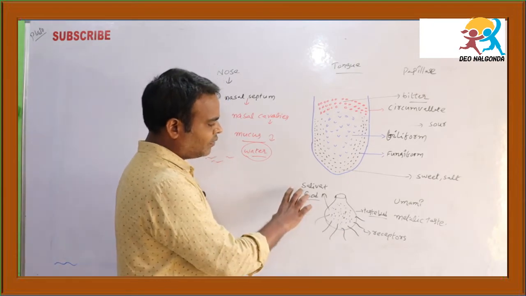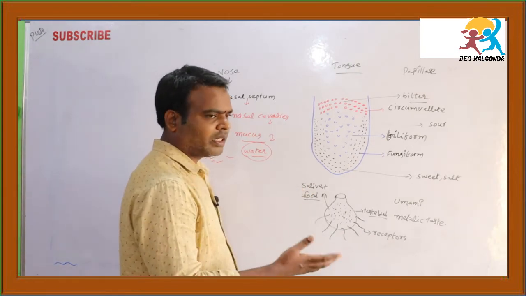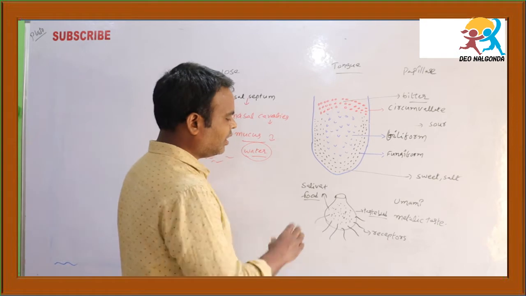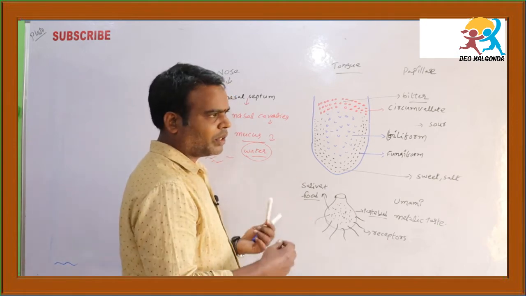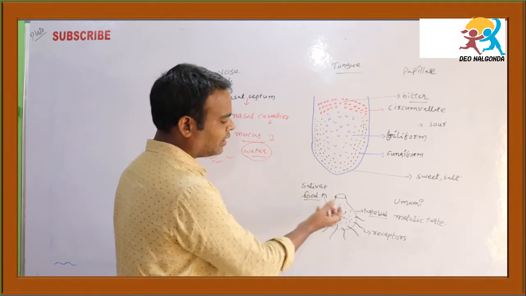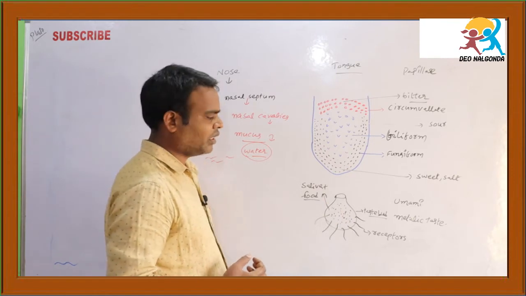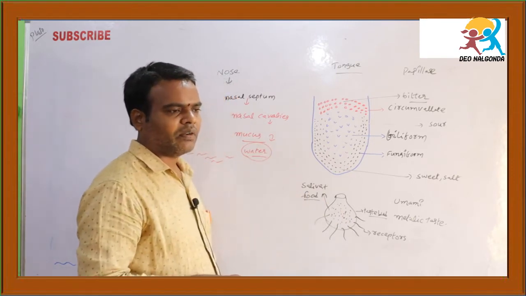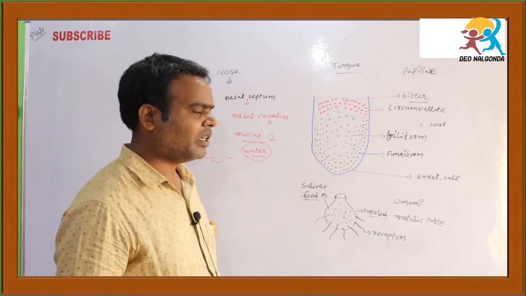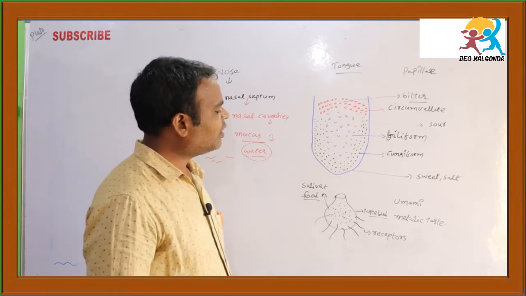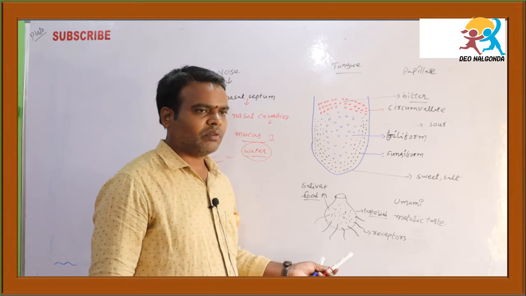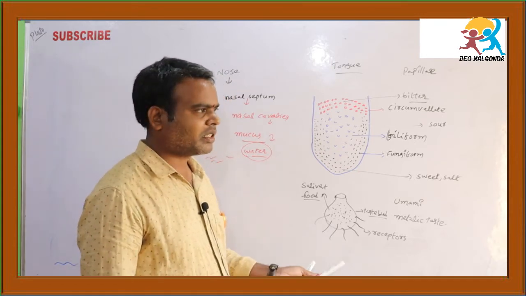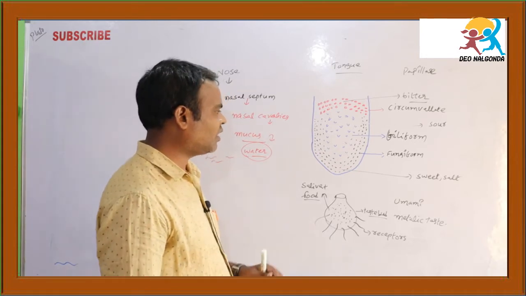So if there is no saliva, you can't identify the taste, because the chemical is not dissolved. If the chemical is not dissolved, they can't take the perception. That's why the food should be mixed in the saliva, then only we can easily identify the taste. So that's why with juicy materials we feel more taste than with solid materials. That is also one of the reasons.